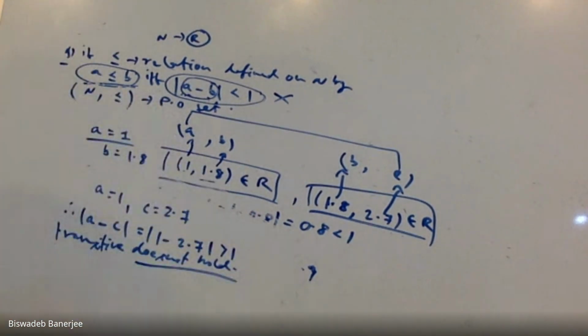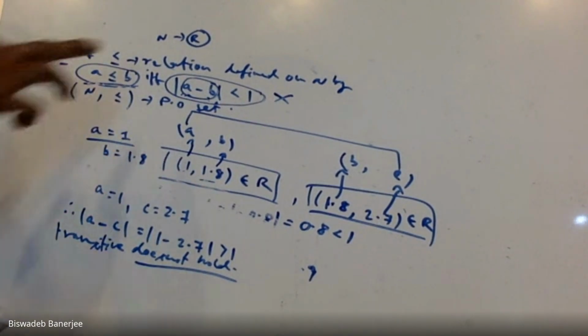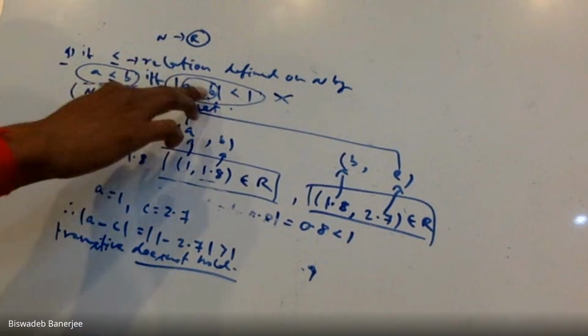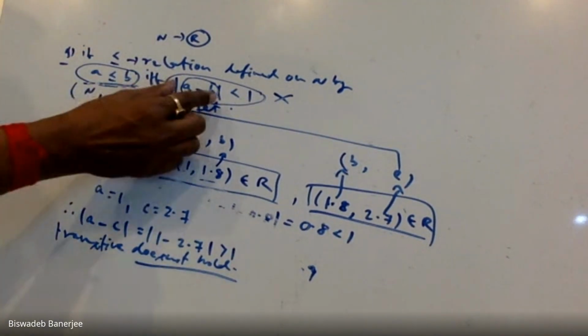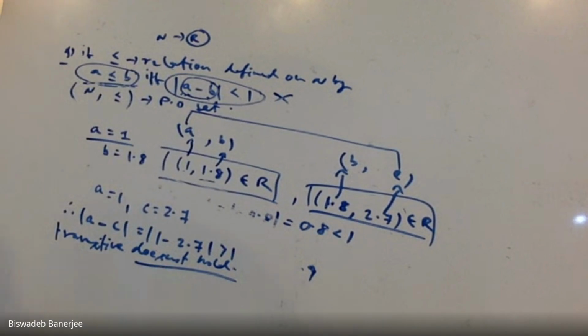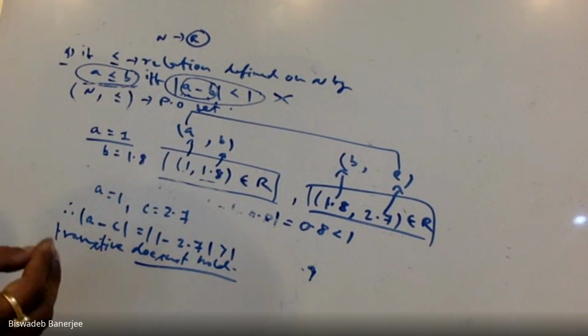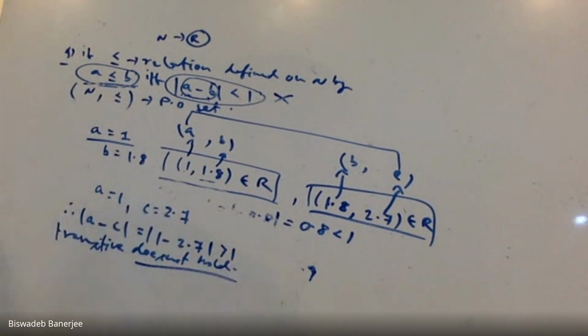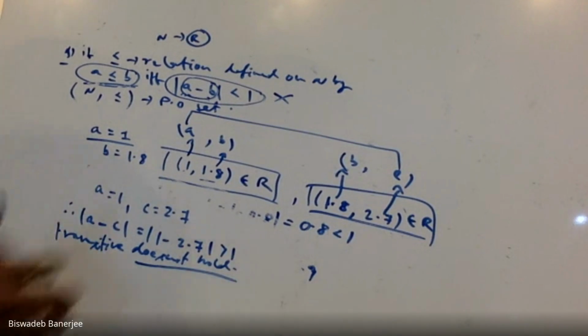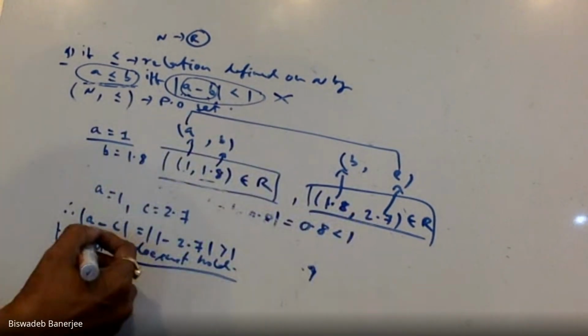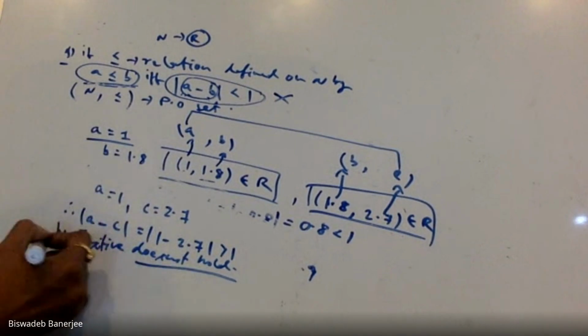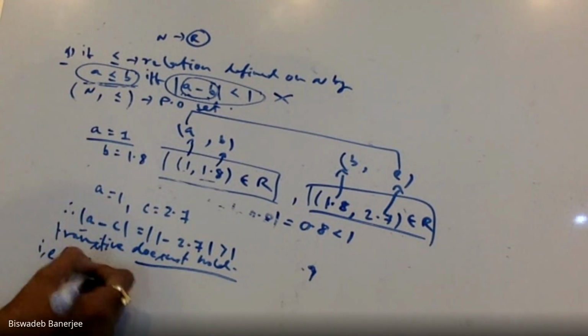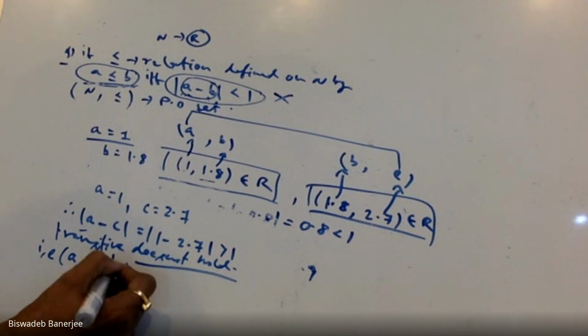So what is my conclusion? My conclusion is, if the set is natural numbers, you must take a equal to b. Otherwise, their difference cannot be less than 1. But if it's a real number, there is a possibility that their difference may be greater than 1. Though these properties hold, still mod of a minus c is greater than 1. That means (a, c) does not belong to R.